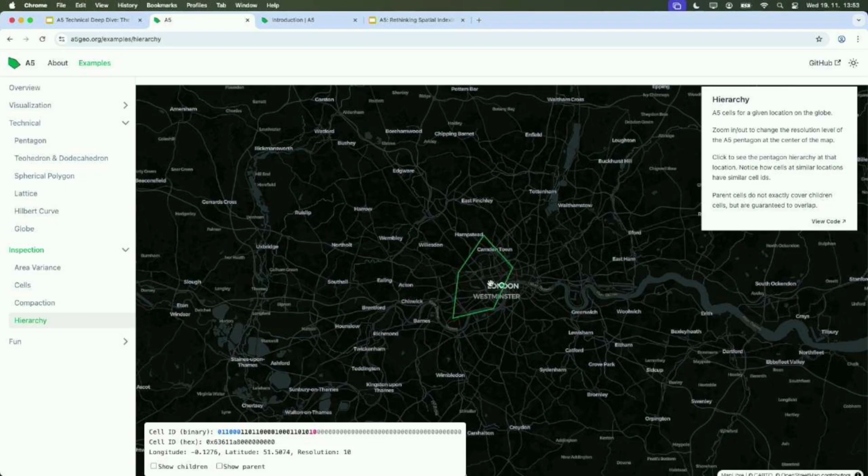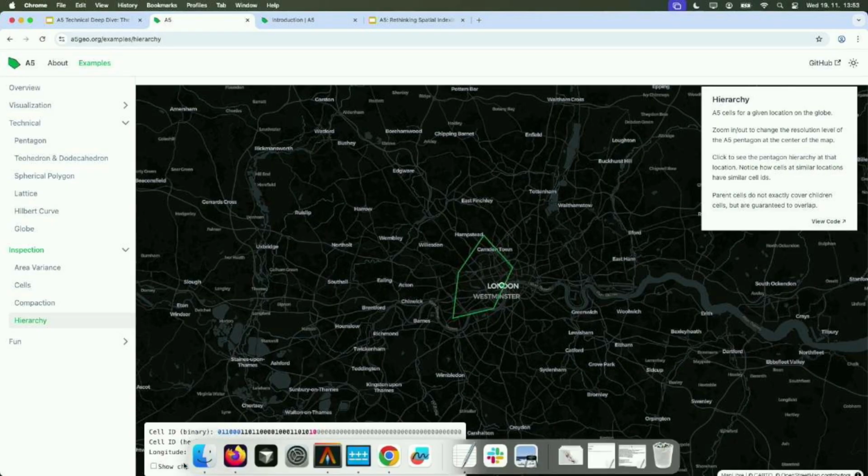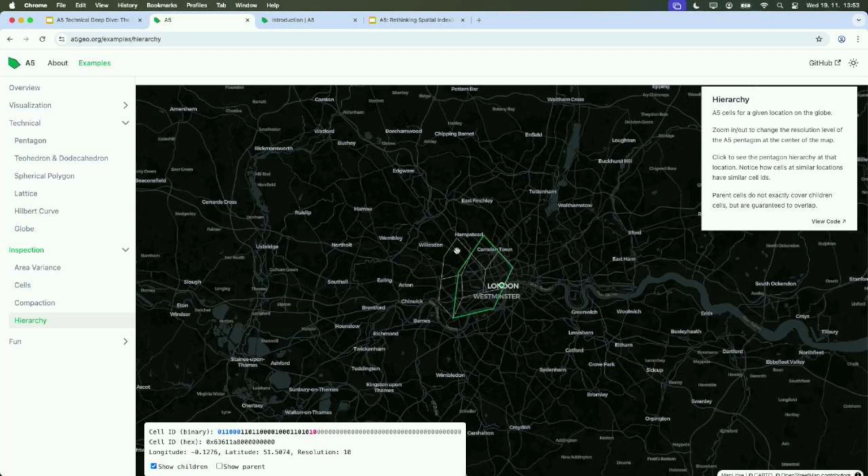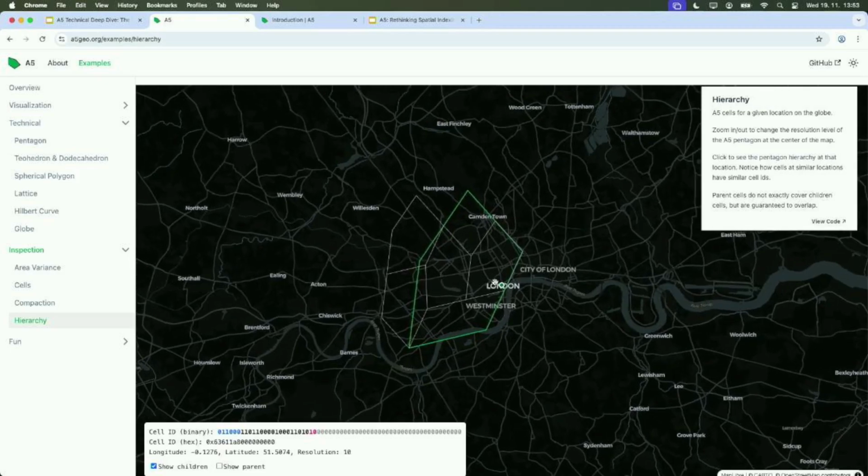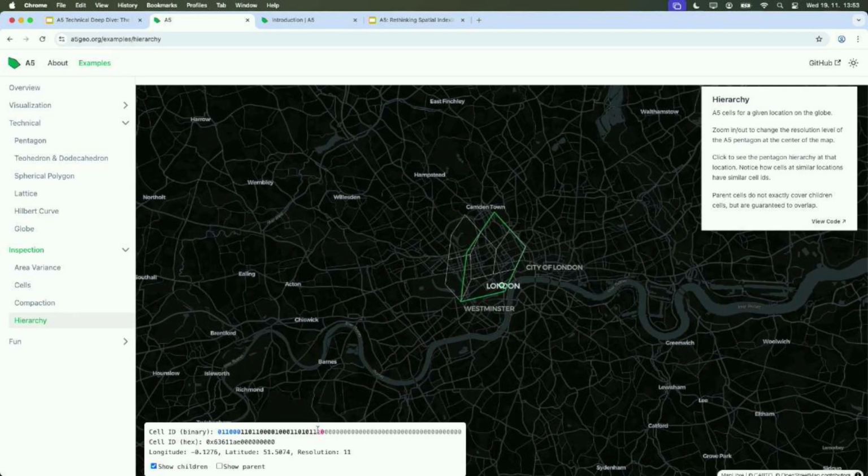And if you want to get the children of this cell here, it basically comes down to just moving the pink bits to the right, and then adding either 1, 1 or 1, 0 or 0, 0, depending on which of the children you have there.